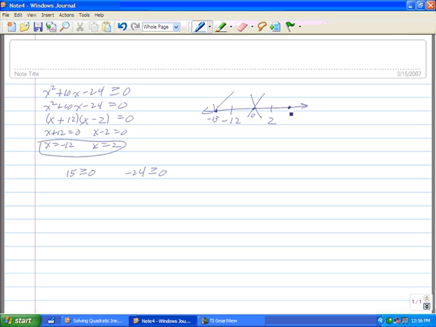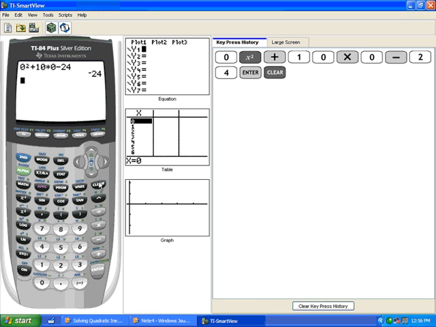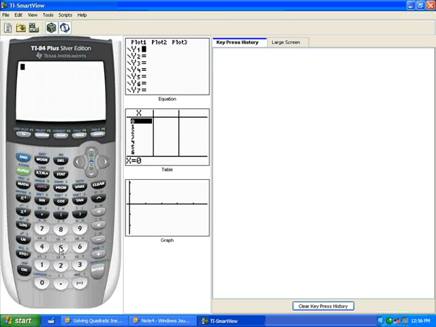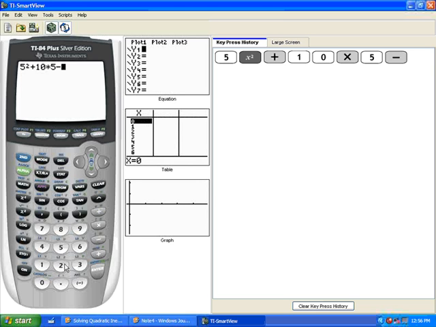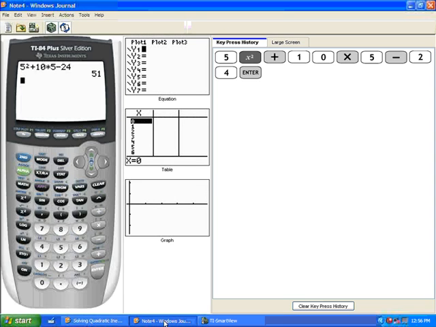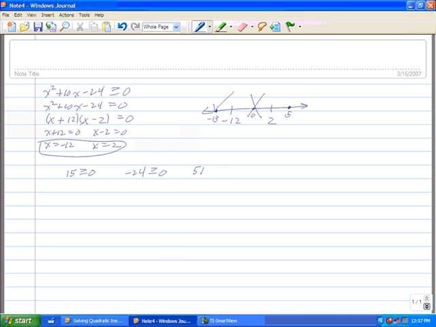Up here we might test a 3 or a 4, maybe a 5. Again to the calculator. We'll put in 5 squared plus 10 times 5 minus 24. That gives us 51. Is 51 greater than or equal to 0? And it is. So that interval works.